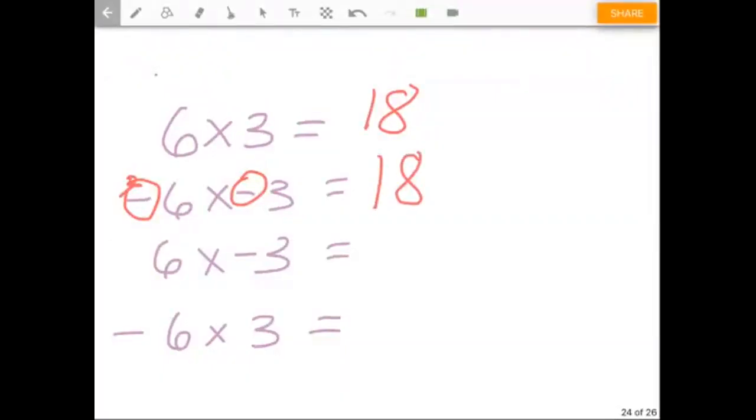And then we have a positive 6 times a negative. Anytime you have a positive times a negative, it comes out to be negative. And then a negative times a positive, same thing.